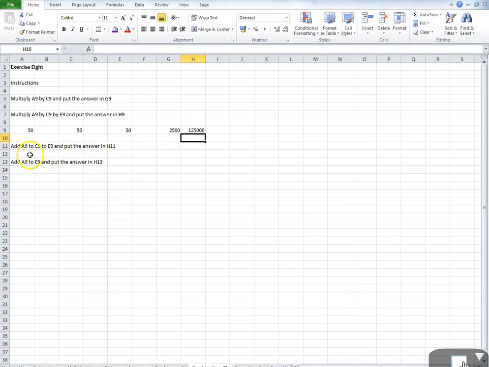And just before you finish this, add A9 to C9 to E9 and put the answer in H11. So I want an addition. So equals this plus this plus this, and press enter. And finally, I ask you to add A9 to E9 and put the answer here. So equals A9 plus E9, and that's that. So really, again, just some exercises in addition and multiplication.